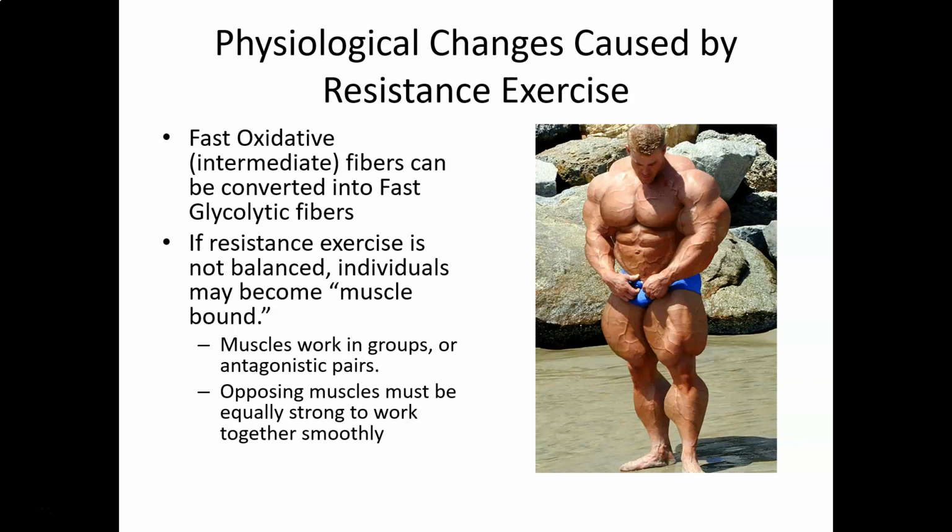The problem that happens with resistance exercise is that if not done appropriately, you can imbalance the muscles. We have a condition called being muscle bound. It means that one muscle becomes so much stronger than the opposing muscle that the opposing muscle can't do that anymore. Or you lose a range of motion because of muscle mass or muscle strength.